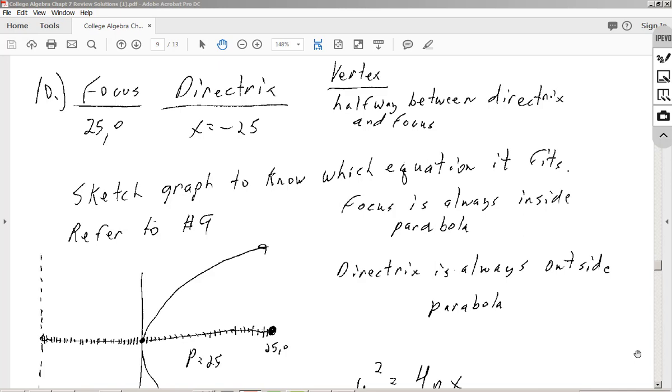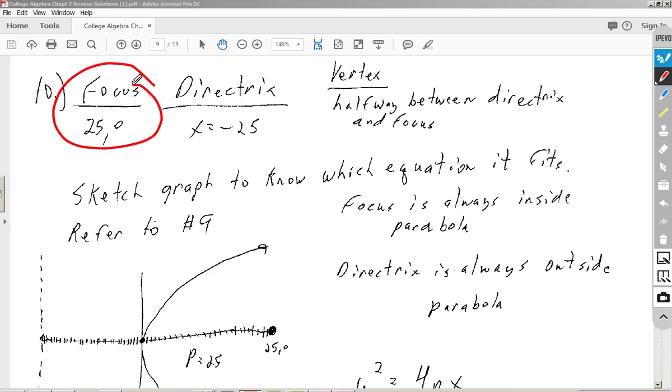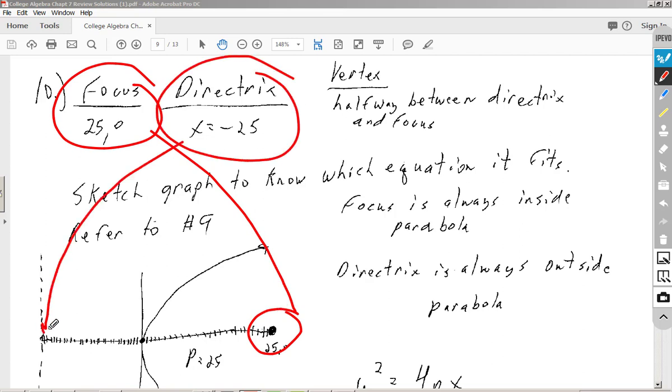Okay, on number 10, it says our focus is at 25, 0. We've got our directrix at x equals -25. And the directions say find the standard form of the equation of the parabola using the information that's given. So the first thing you want to do is just draw it out. So notice here's my focus. I put it here at 25, 0. Here's my directrix, which is at x equals -25.